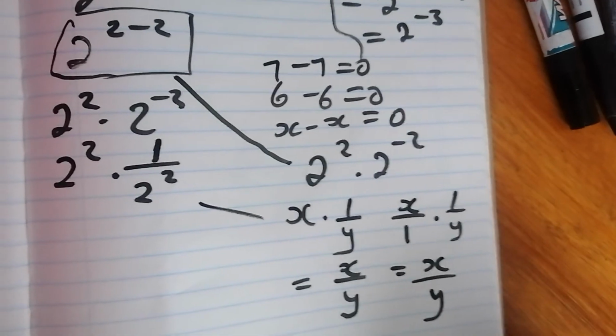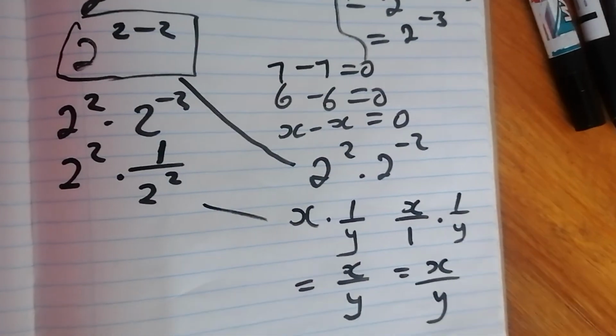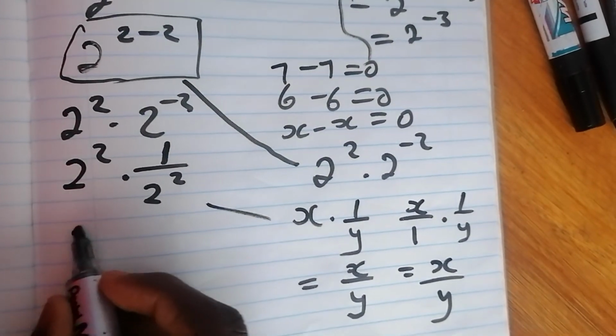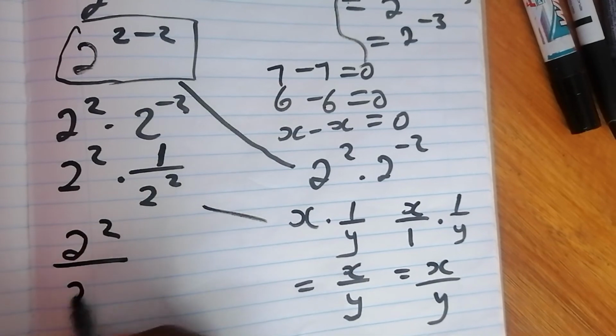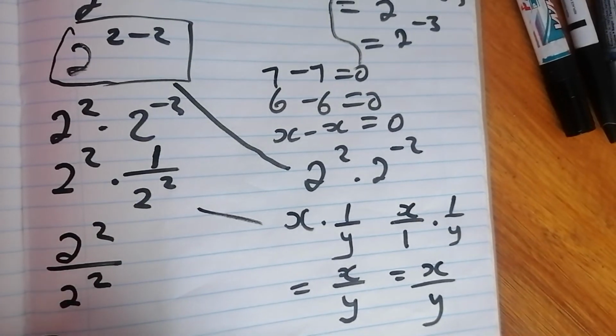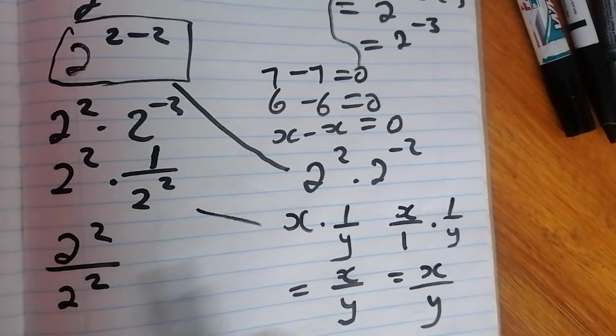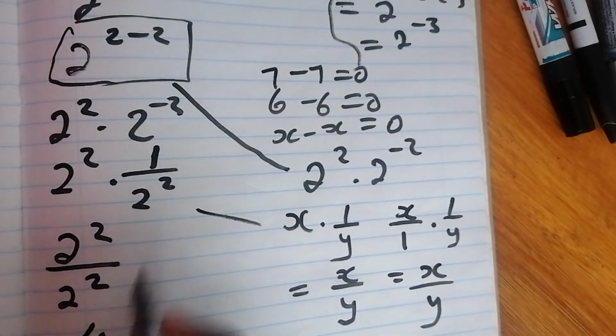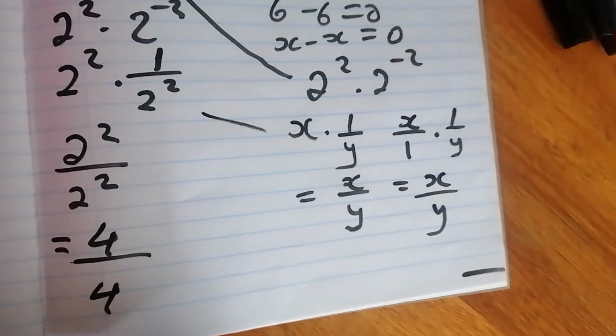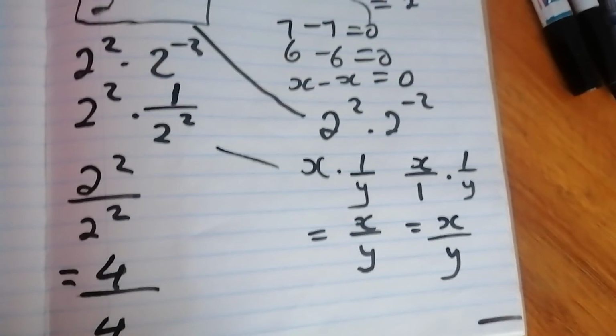So from here, what can we say? We can say 2 to the power 2 over 2 to the power 2, right? And then what do we have? 2 to the power 2 is the same as 4, and 2 to the power 2 is the same as 4. And at the end, what do you have? 1. That's why anything to the power 0 is 1.